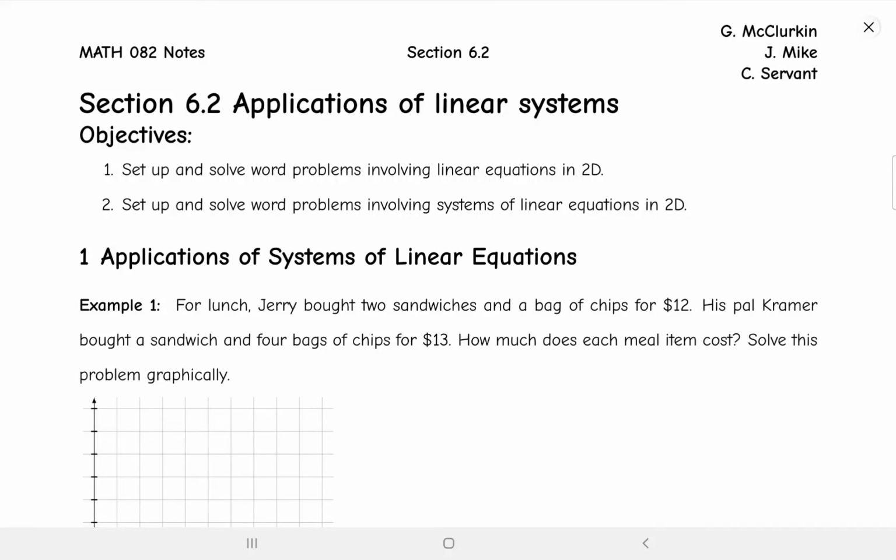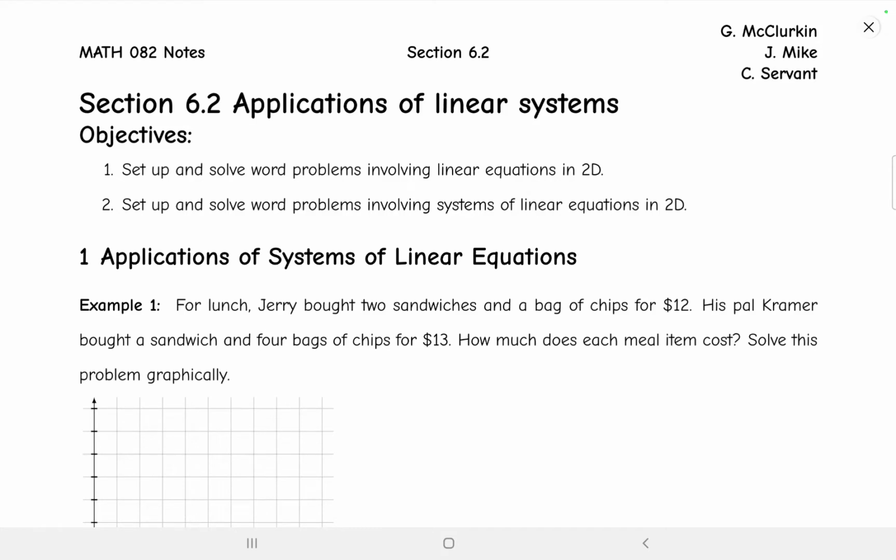Hello, today I'm going to cover section 6.2, Applications of Linear Systems. The objectives of this section are to set up and solve word problems involving linear equations in 2D, and set up and solve word problems involving systems of linear equations in 2D. 1. Applications of systems of linear equations.